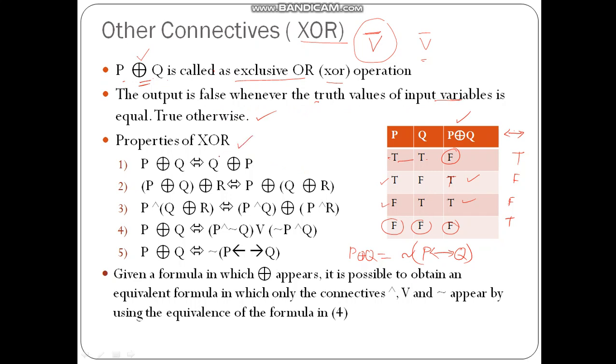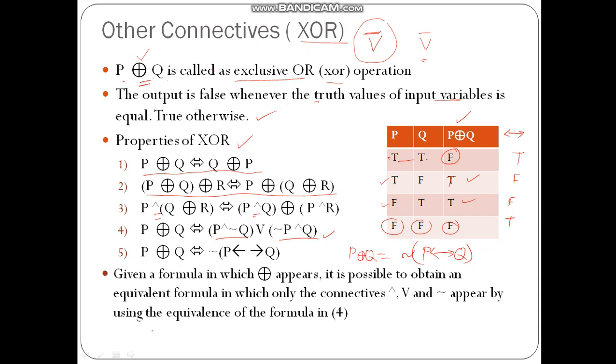Some properties of XOR are: XOR is commutative, that is P XOR Q is equal to Q XOR P. XOR is associative. XOR is distributive over conjunction, as well as distributive over disjunction. Along with that, P XOR Q is equal to P and not Q, or not P and Q. So this can be proved.